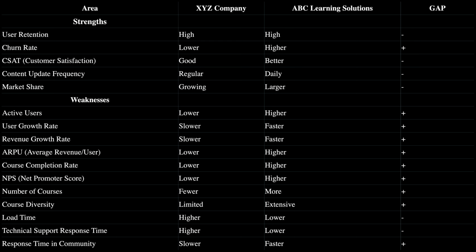So market share is growing, content update frequency is regular, nothing to worry about. Satisfaction is good, user retention is high. Nothing negative, nothing to worry about. Whereas for the positive gaps, churn rate is lower, we need to increase that. Active users are lower, we need to increase that. So wherever you see plus, that is what we need to increase. Wherever you see negative, we can say we need not worry about it for now, because our main priority is to focus on the main things.